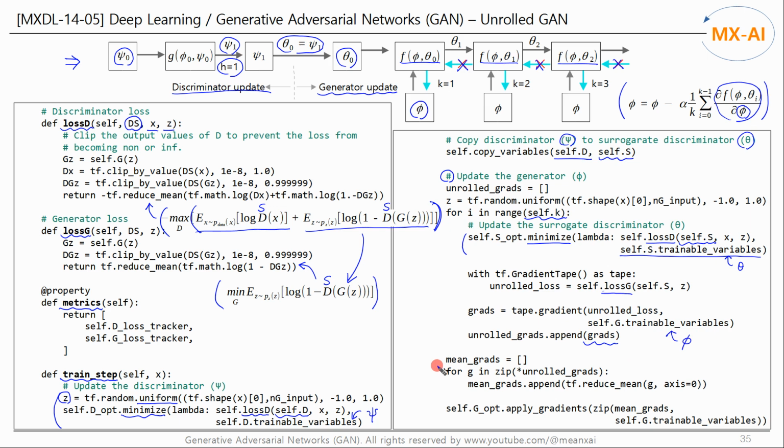Once the unrolling is complete, we compute the average of the gradients stored in the list. We then update the generator using the average gradients. Later, by repeating the train step method using the fit function, both the discriminator and generator are trained.